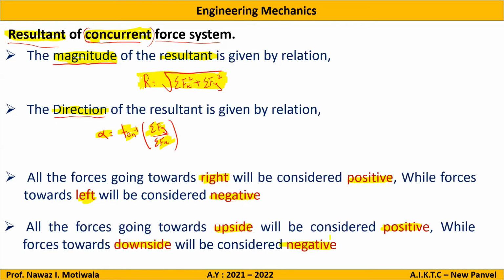Now the promise comes into the picture. And what is the promise? When you see that a question is of a concurrent force system, you have to remember only these two things, and only these two will give you the answer. First is the magnitude of the force, that is R is equal to root of Fx square plus Fy square, and second is the direction of the force, that is alpha is equal to tan inverse of Fy by Fx.